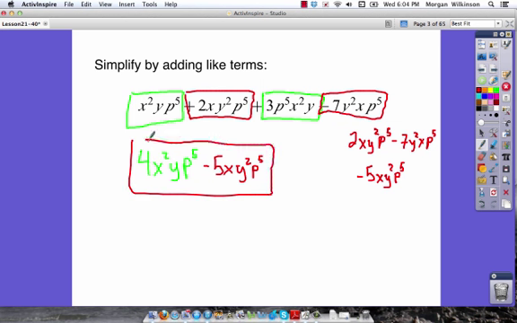We can't simplify it anymore because our variables, they're not the same. Okay, these are not like terms because we've got an x squared here and an x. We've got a y and a y squared. Those aren't the same. Even though the p to the fifths are the same, those other two being different outweigh that.